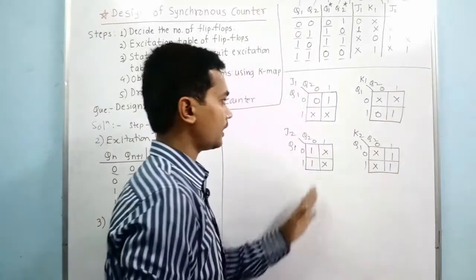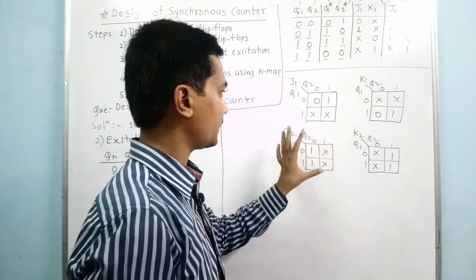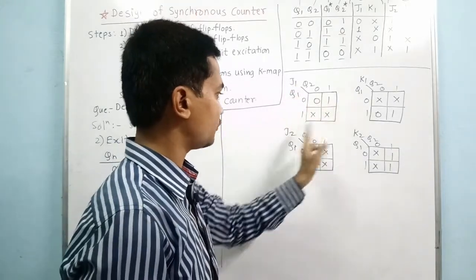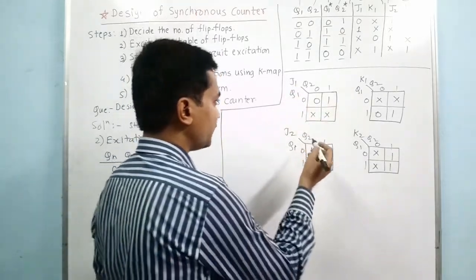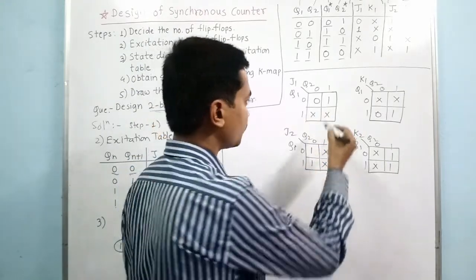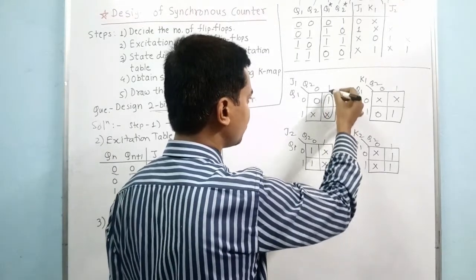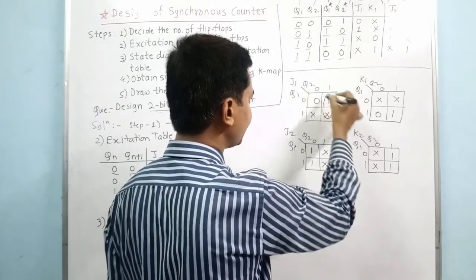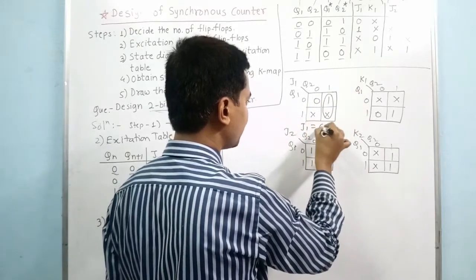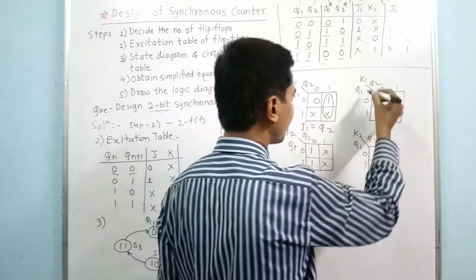Okay, so now all the values are filled in the K map, and from this K map we have to find out the J1 K1 J2 K2 equations. So we have to group the ones only, logic ones only. So how can we group here? Only these two cells. So the common term is here, J1 is equal to what? Q2. Okay, J1 equals Q2.